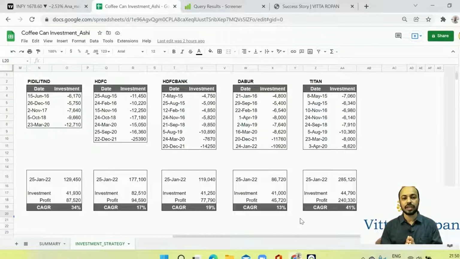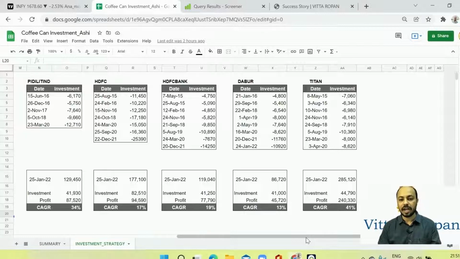So out of the 9 stocks which we have identified or where I am currently investing, DABUR is showing the lowest CAGR, that is 13%. But even 13% over a period of 5-10 years is a good CAGR when it comes to investment.